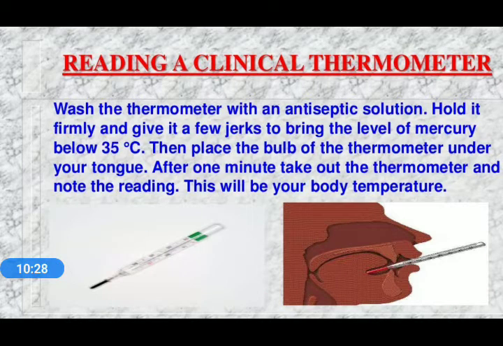Now, the next part is how we can take a reading from a clinical thermometer. First, wash the thermometer with an antiseptic solution. Hold it firmly and give it a few jerks to bring the level of mercury below 35 degrees Celsius. Then place the bulb of the thermometer under your tongue. After 1 minute, take out the thermometer and note the reading.